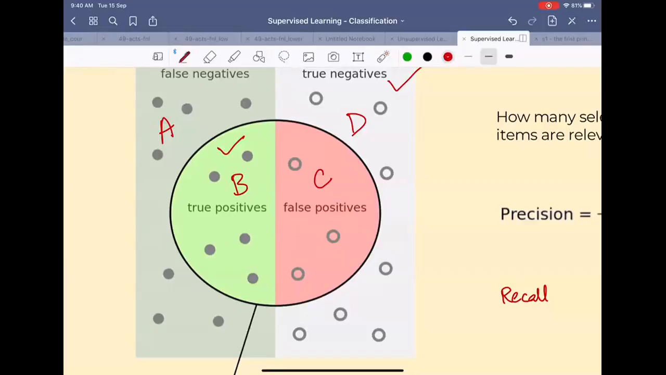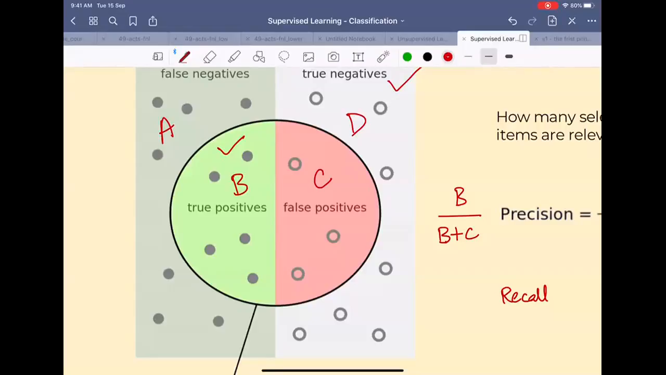In which cases are we right? We are only right in the B case. We are not right in the C case. We are right in the B case because those are people who actually survived, among the total number of people that we say survived. So precision is given by B divided by B plus C.